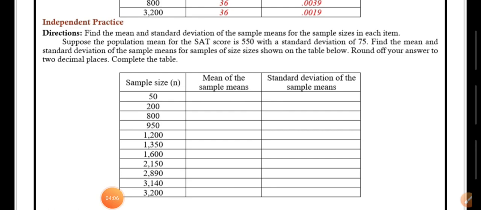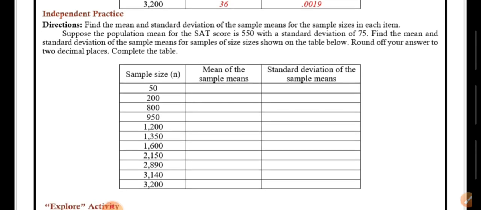Just do the independent practice. Suppose the population mean for the SAT score is 550 with a standard deviation of 75. Find the mean and standard deviation of the sample means for the sample sizes shown on the table. Round off your answer to 2 decimal places. Complete the table. I'm going to do number 1 for you. The mean is just 550, so write 550 here.